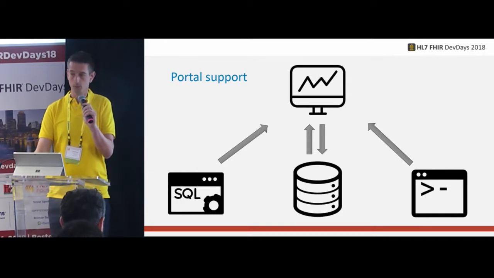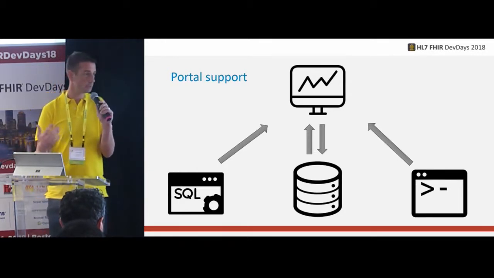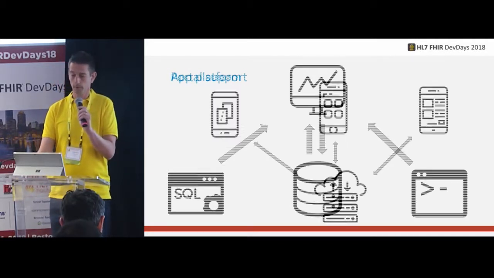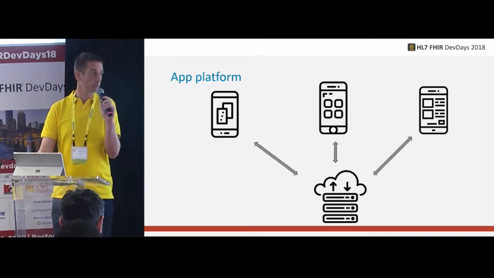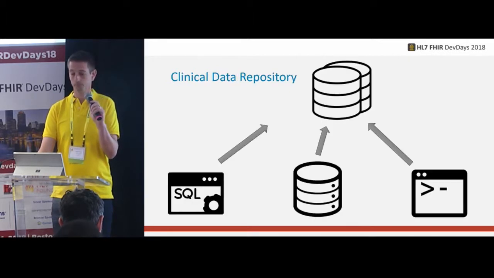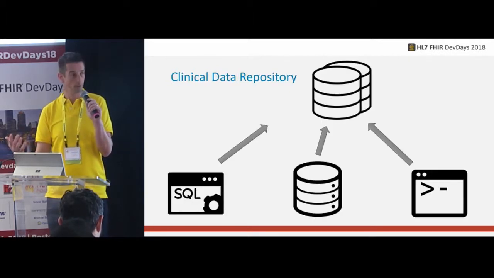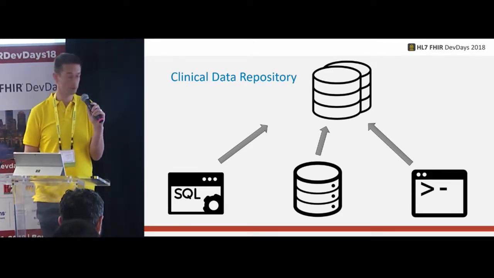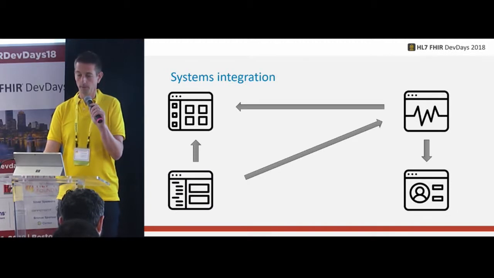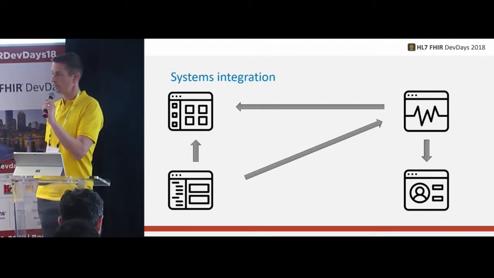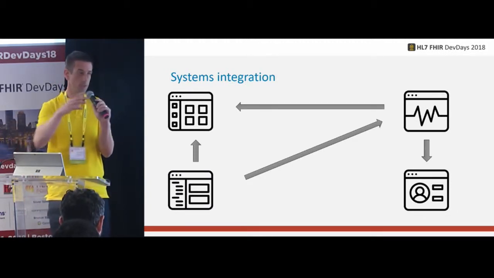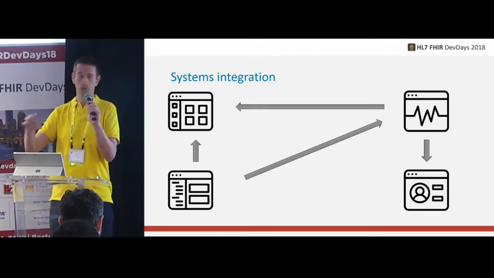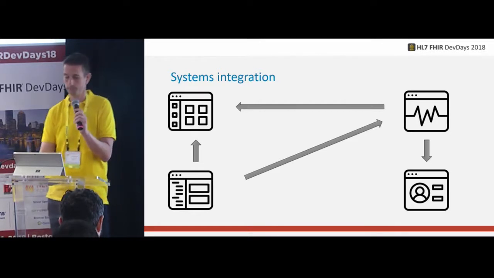Or another case is that you want to support a portal that you want to set up, and it has to be fed from different sources. Or you want to support an app platform to build your apps on. A clinical data repository, collecting all the data from different sources for research, for example. Or just system integration. The lab system wants to know something from the appointment system, and the appointment system wants to know something from the EHR, etc., etc.